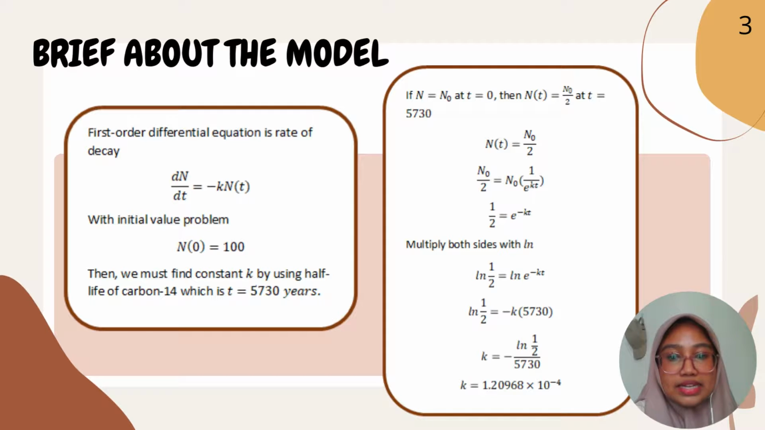Then we have to find the constant k by using the half-life of carbon-14, which is 5,730 years. So, when N equals N naught at time 0, then N(t) equals N naught over 2 at t equals 5,730. And then we solve and we will get k equal to 1.20968 multiplied with 10 to the power of negative 4.